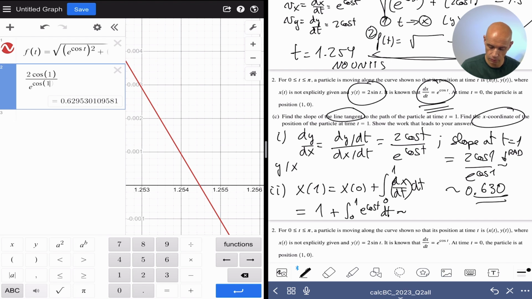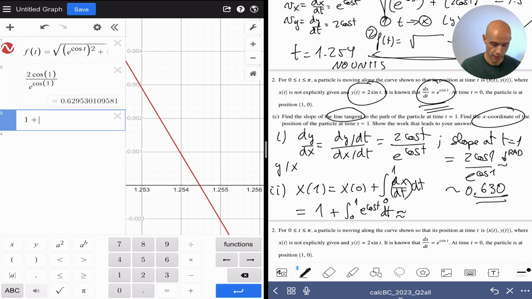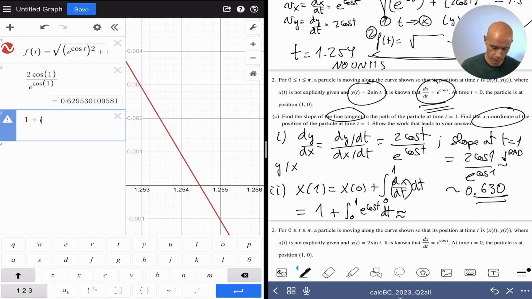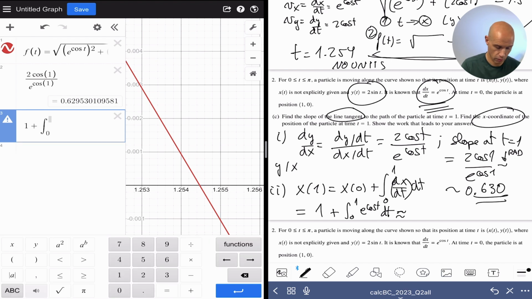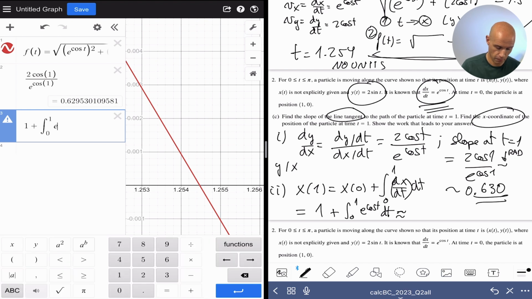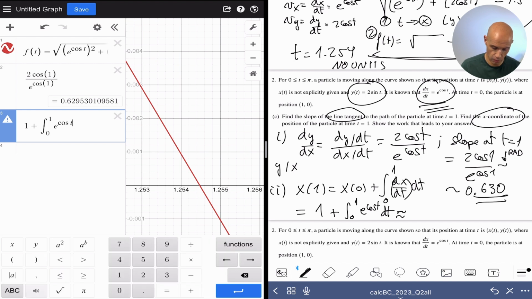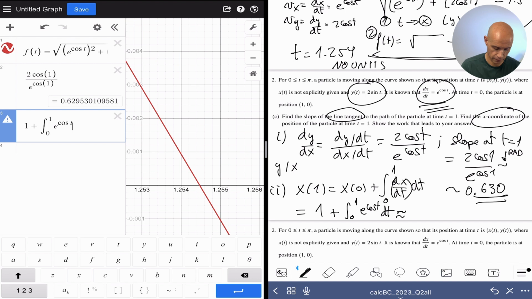And we will approximate that in Desmos. So here we have to write that. So it is 1 plus, and then the integral. I prefer, honestly, to do this. And then 0 to 1. It is 0 to 1, right? Yes, because later on it will be pi. So we have to be careful with these details. Then e to the power of cosine of t, and then dt we have to get down here.